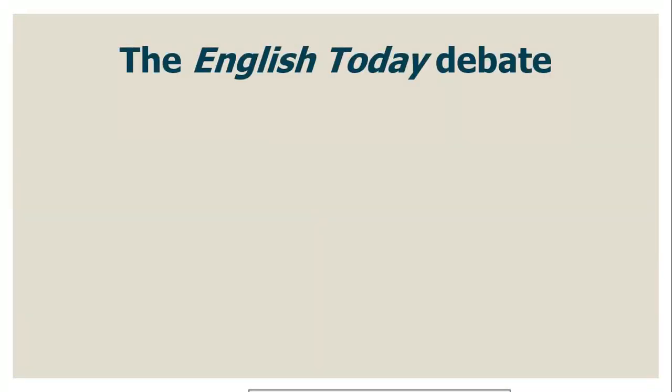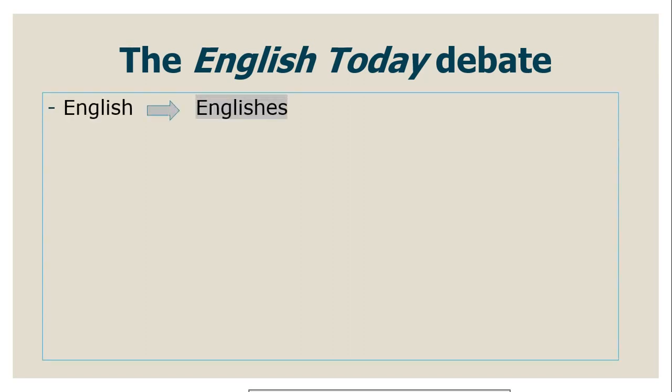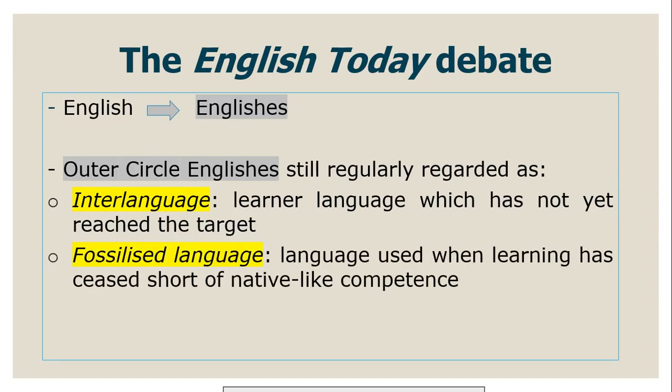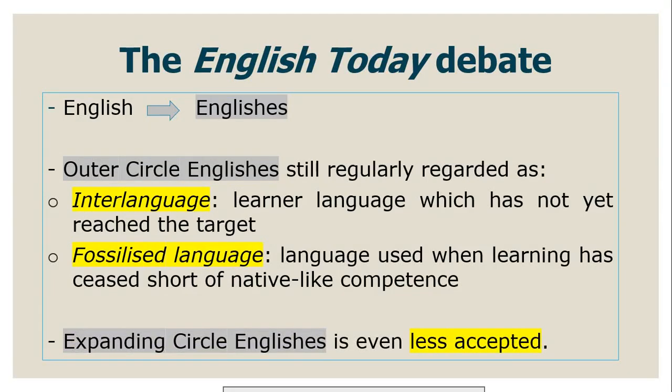And the very interesting aspect today is the English Today debate. They wonder whether English should be changed its name into Englishes. Next one, the outer circle English is still regularly regarded as, the first one, interlanguage. It means learner language which has not yet reached the target. And second one, fossilized language. It is language used when learning has ceased short of native-like competence. And the last one, expanding circle English is even less accepted.